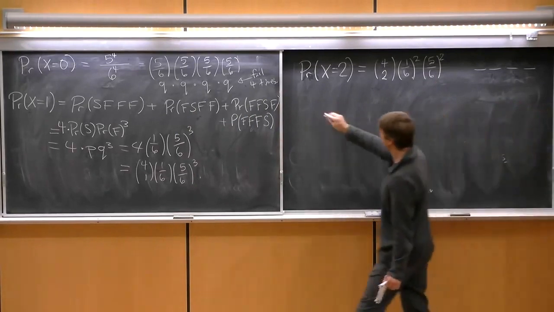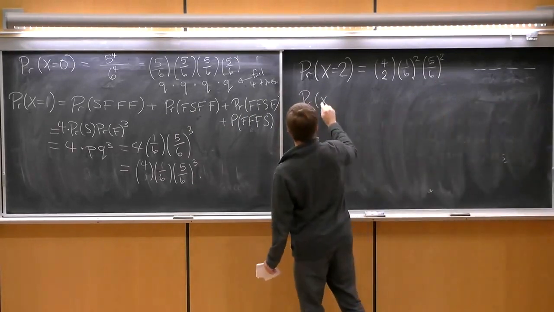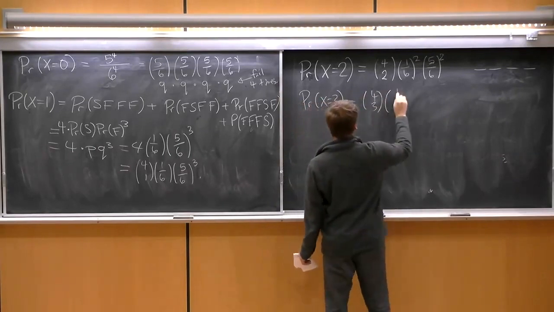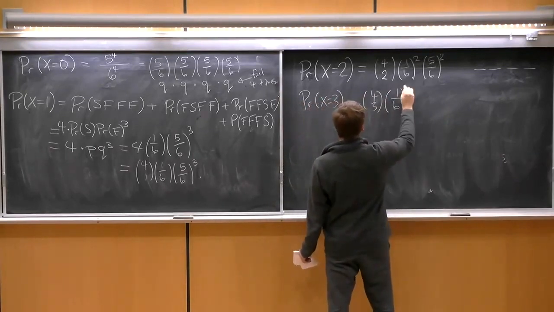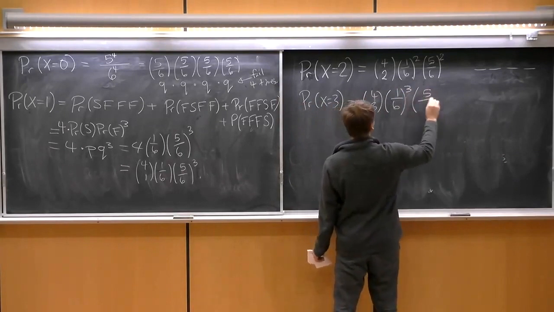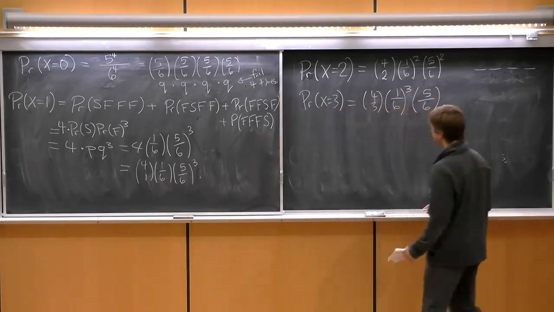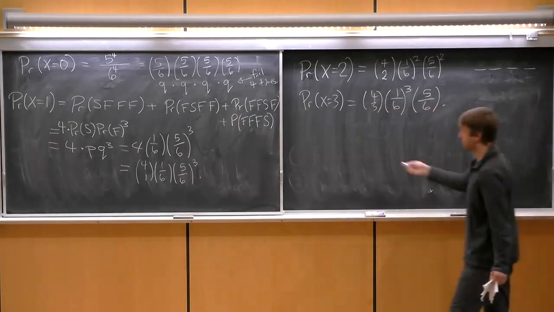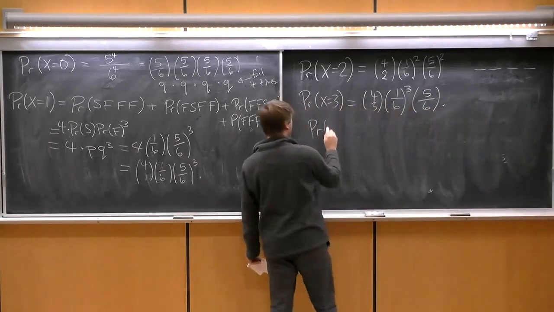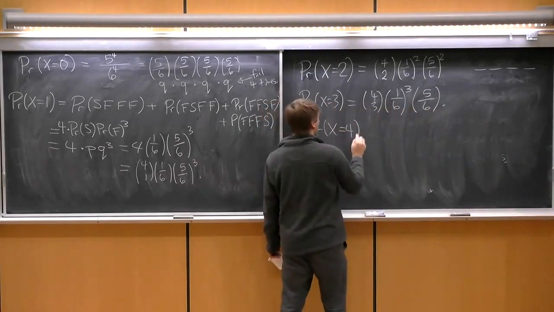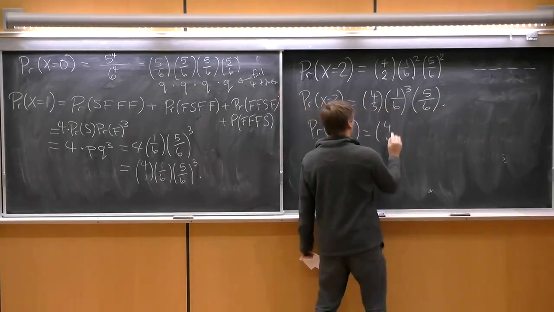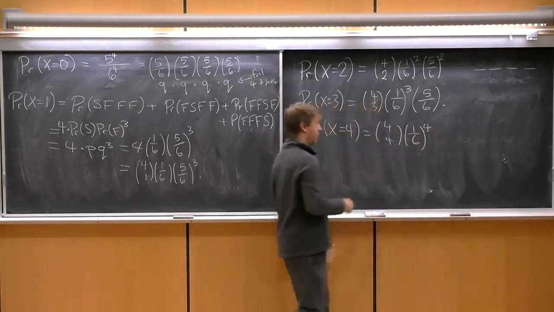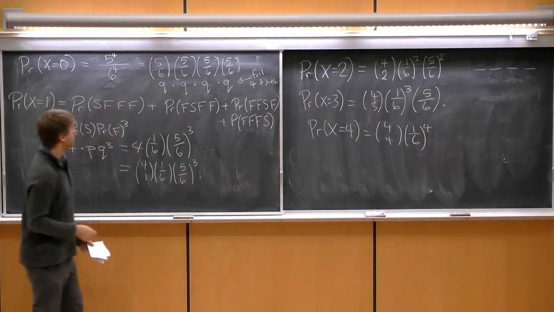And then similarly, probability that x equals 3 is 4 choose 3, 1/6 cubed, 5 over 6. Oh yeah, and there's one more. Probability x equals 4 is 4 choose 4, 1/6 to the 4. 4 choose 4 is just 1, but yeah.